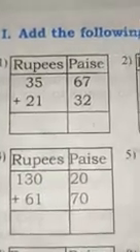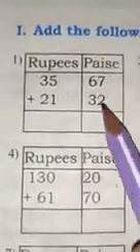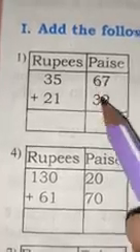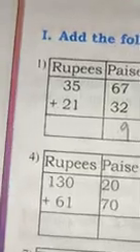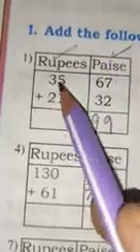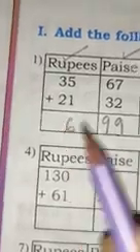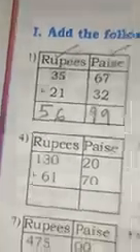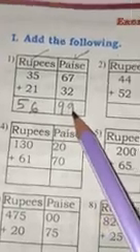So, let's start adding from the paise. 7 plus 2 is 7, 8, 9. Right. Next, 6 plus 3 is, yes, 9. Very good. We have done with the paise. Now, come to the rupees. 5 plus 1 is 6. Next, 3 plus 2 is how much? 5. Very good. So, what is the answer here? 56 rupees 99 paise.